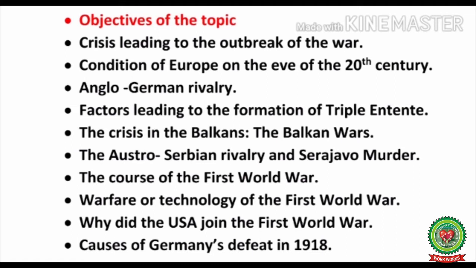We had already discussed the crisis leading to the outbreak of the war, condition of Europe on the eve of the 20th century, Anglo-German rivalry, and factors leading to the formation of Triple Entente. We have done the crisis in the Balkans, Balkan Wars, Austro-Serbian rivalry and Sarajevo murder, the course of the First World War, and warfare or technology of the First World War. In this module, we are going to discuss why the USA joined the First World War and changed the course of the First World War.